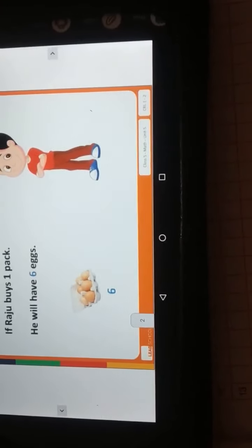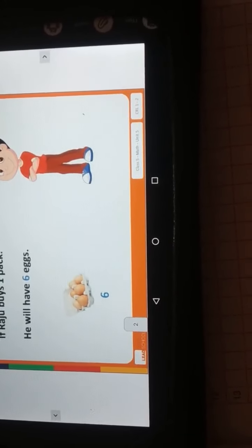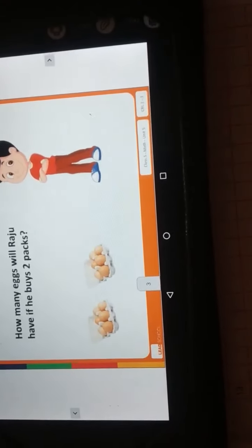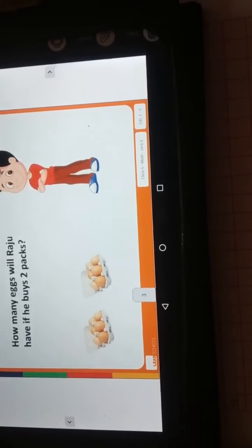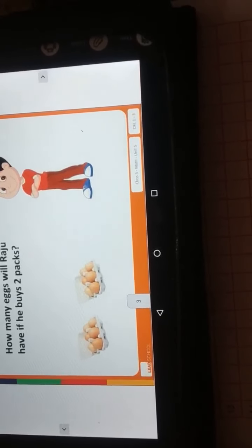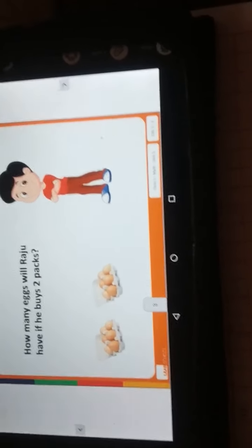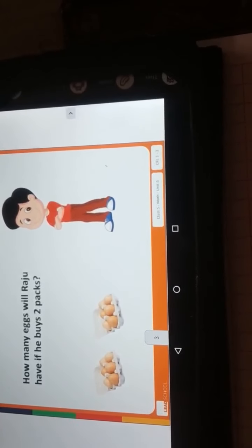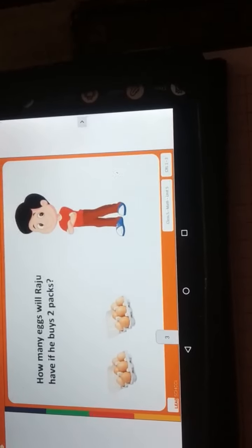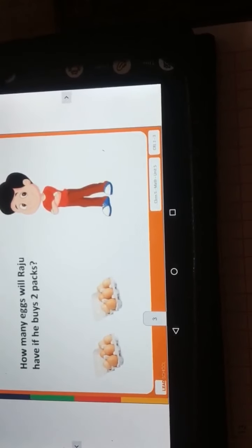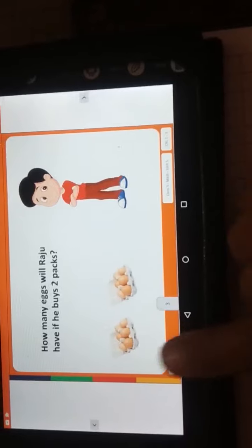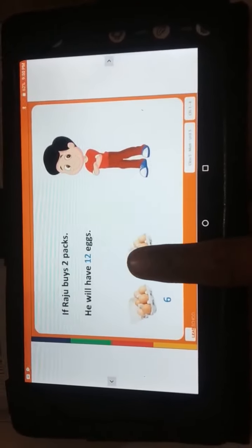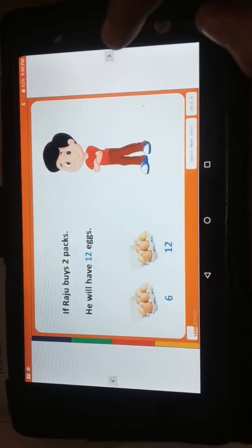So if Raju buys one packet, he will have 6 eggs. How many eggs are there? 6 eggs are there. Okay. So how many eggs will Raju have if he buys 2 packets? One packet has 6 eggs. Okay. So if he purchases 2 packets, then how many eggs are there? 6 plus 6. So 12 is there. 6 plus 6: 7, 8, 9, 10, 11, 12 is there.